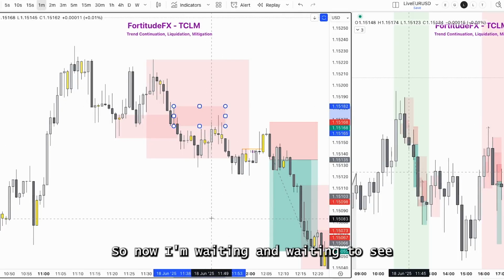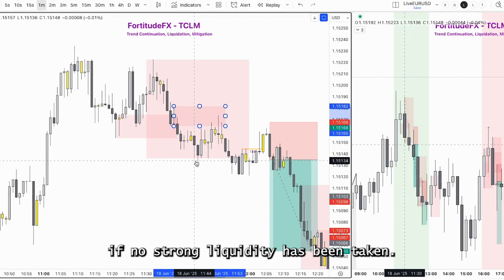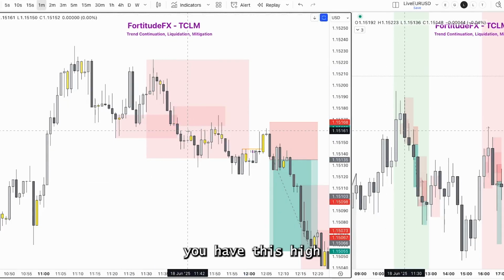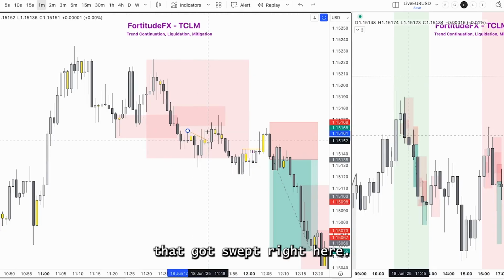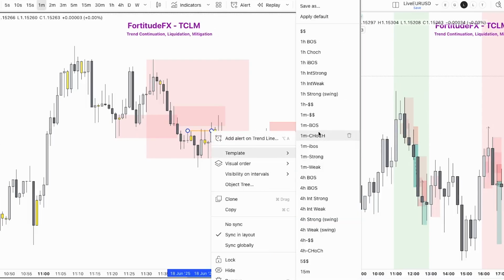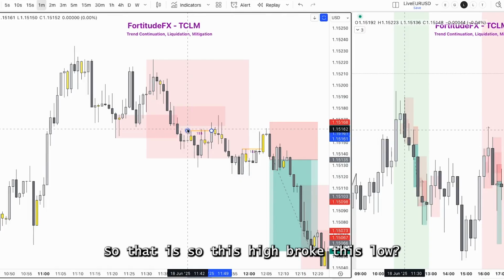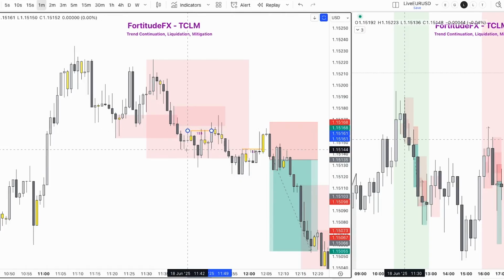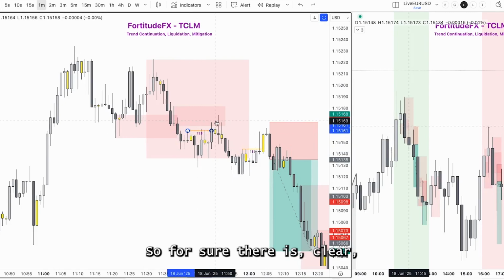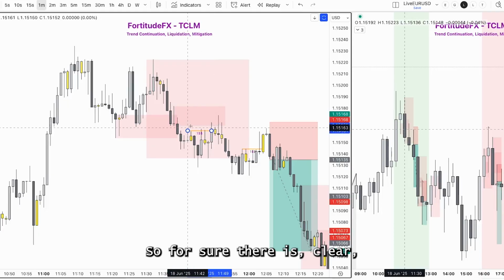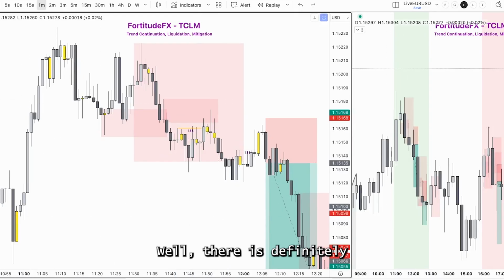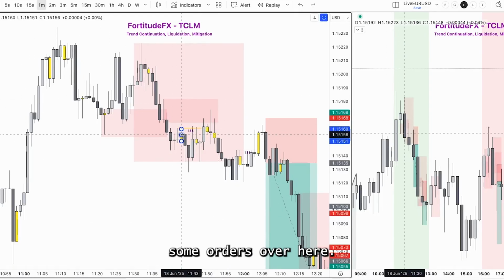So now I'm waiting. I'm waiting to see if strong liquidity has been taken. Actually, it has, in my opinion. You have this high that got swept right here. There you go. So this high broke this low. Yes. Once this low is broken, then this high got taken out, right? So for sure, there is clear strong liquidity taken. Now, ask me if it is enough for strong liquidity. Well, there are definitely some orders over here.